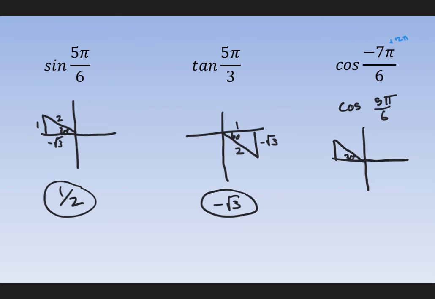Okay, so our opposite side for a 30-degree reference angle is 1. Our adjacent side is root 3, but we went to the left, so we'll make that negative. Our hypotenuse is 2. So our cosine here is adjacent over hypotenuse. That's negative root 3 over 2. It doesn't simplify at all.